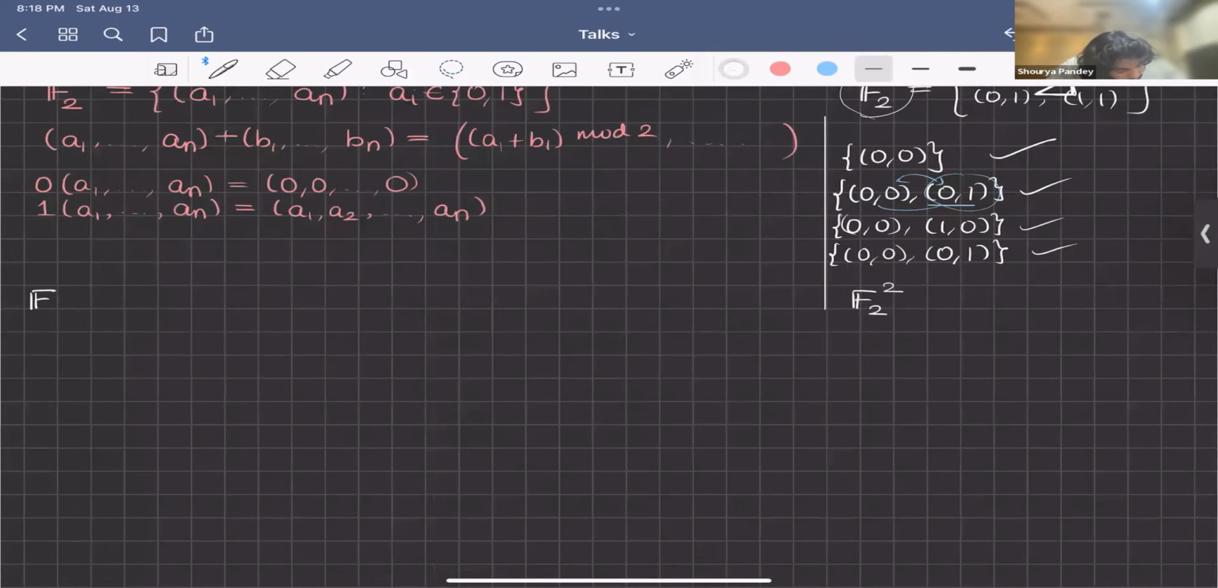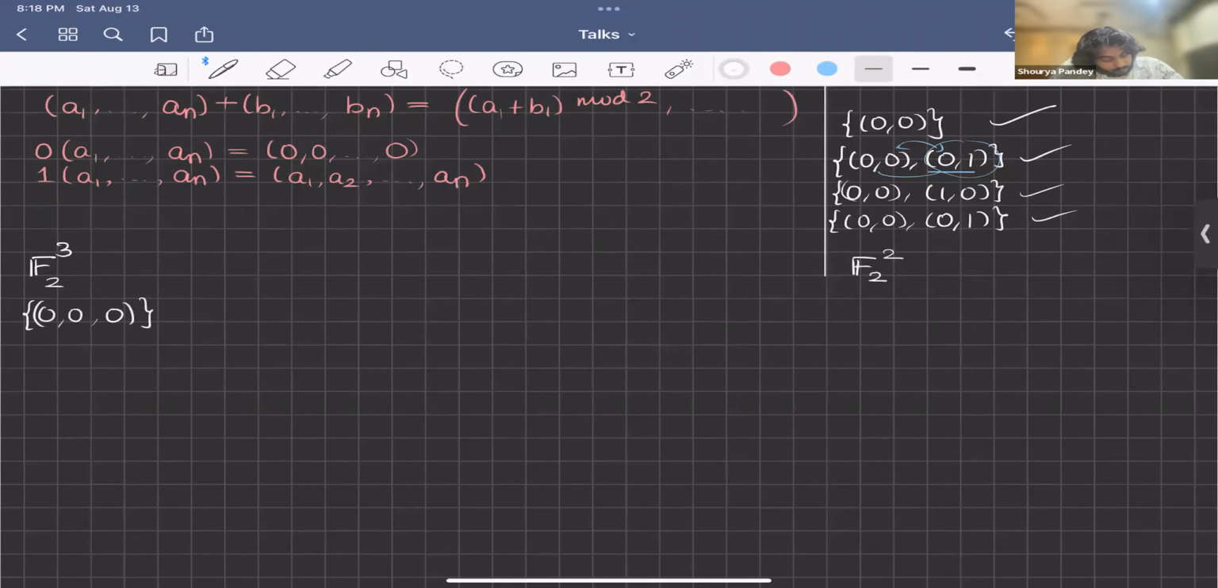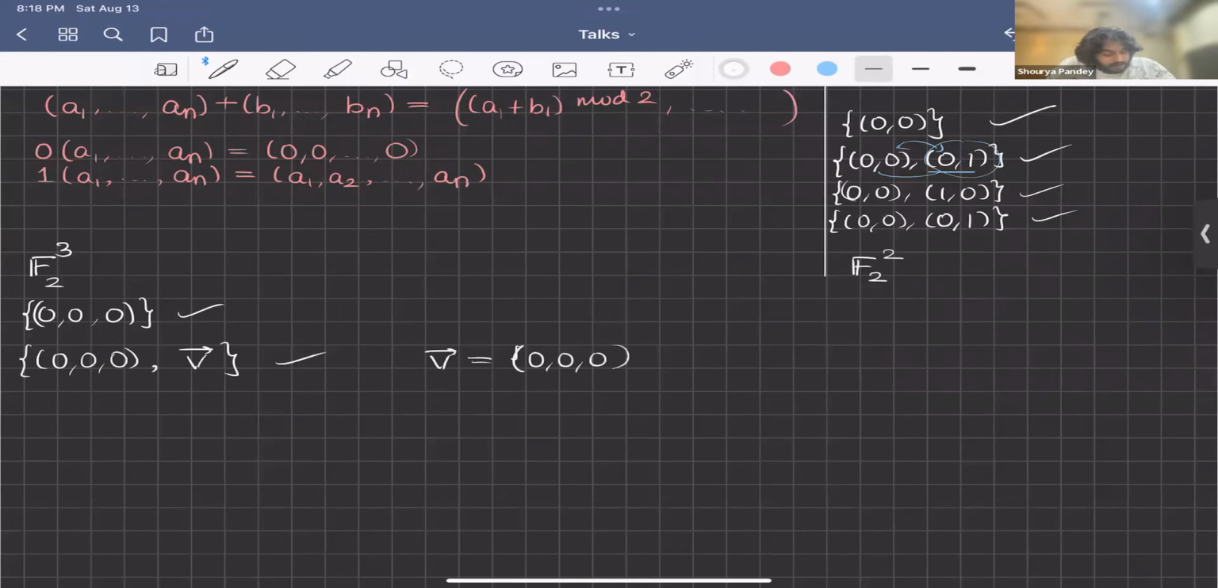Let's just look at F2 cubed as well. So it's all 3 points of 3, right? So there are 8 things in it. Can you tell me all the vector spaces in this? Might be a little cumbersome. (0, 0, 0) and any other element, right? Yeah. Along with any V which is different from (0, 0, 0) works. Right. Any of this works.